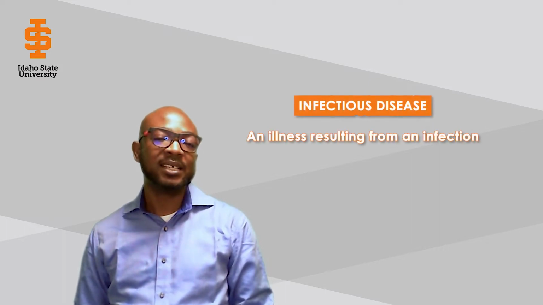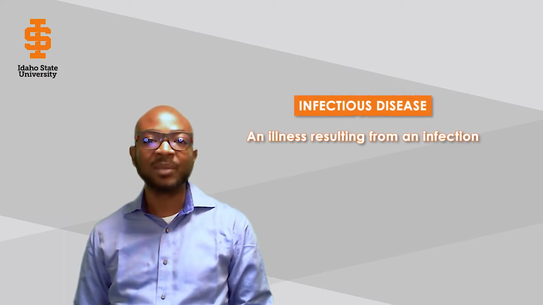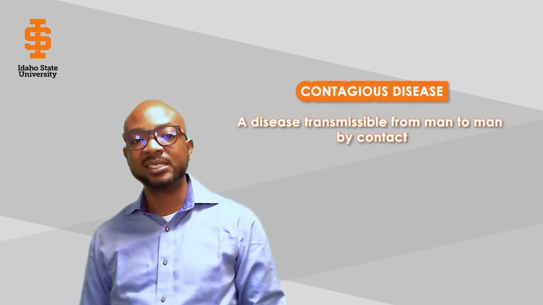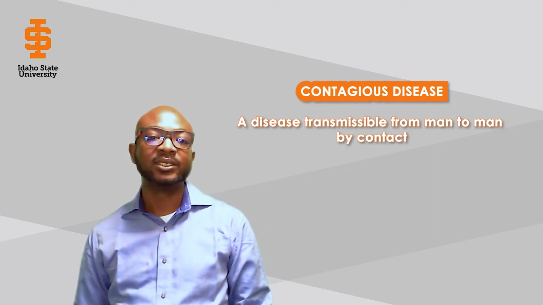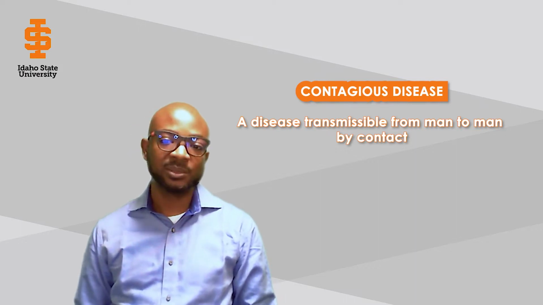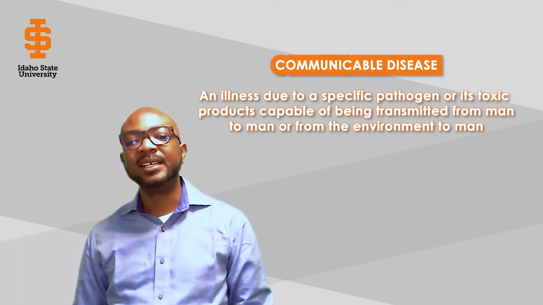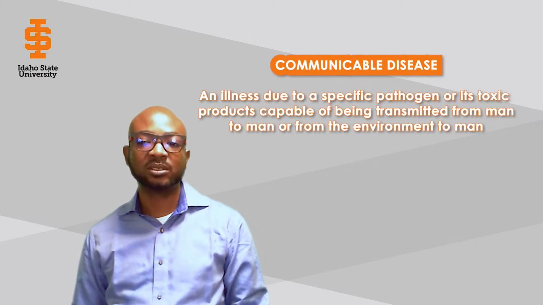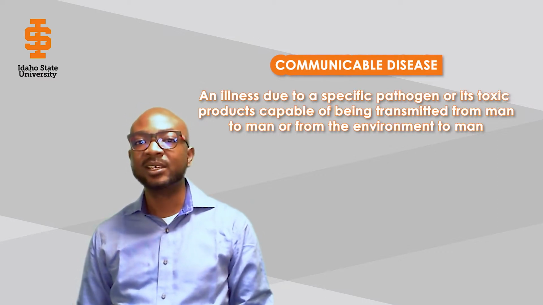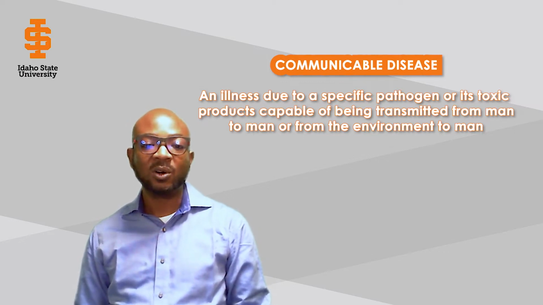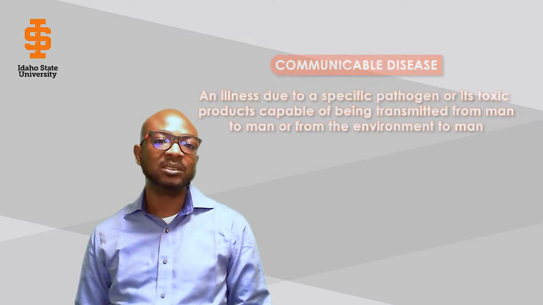Infectious disease is a clinically manifest illness of man or animals resulting from an infection. And a contagious disease is a disease that is transmitted through contact. Examples include scabies, trachoma, sexually transmitted infections, and leprosy. A communicable disease is an illness due to a specific infectious agent or its toxic products capable of being directly or indirectly transmitted from man to man, animal to animal, or from the environment to man or animal.